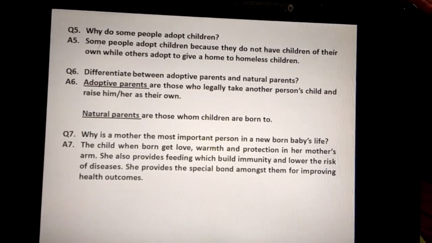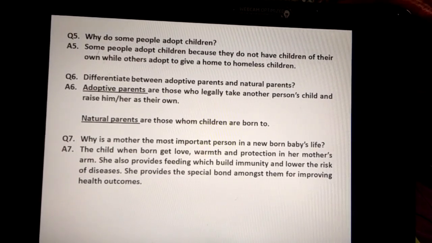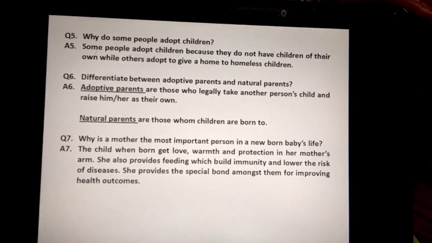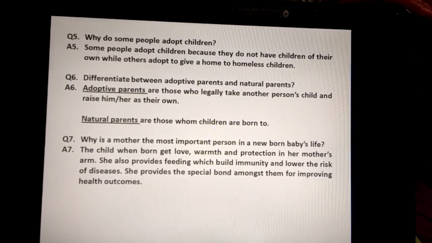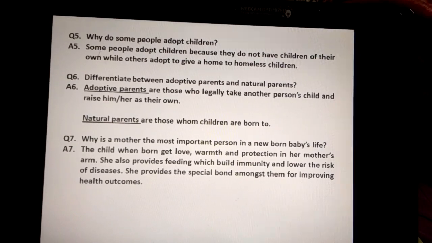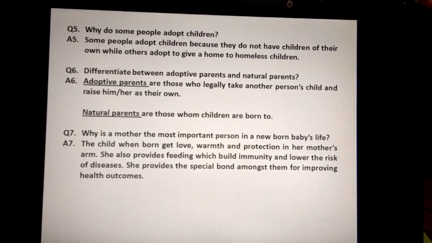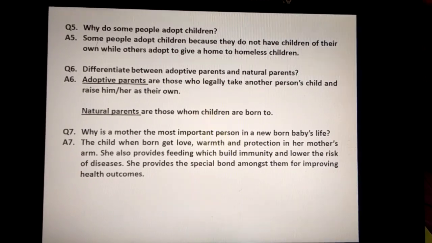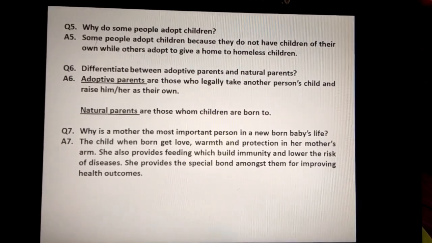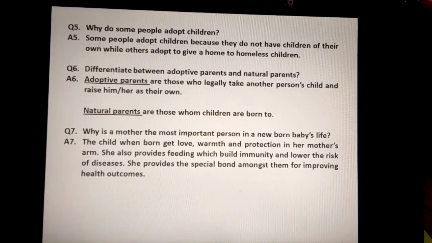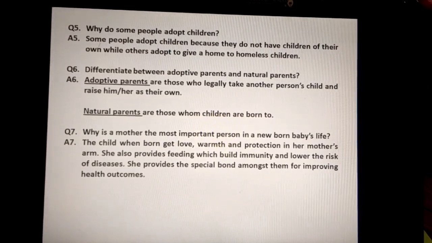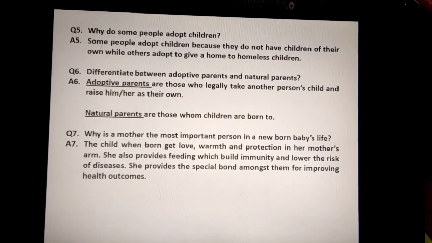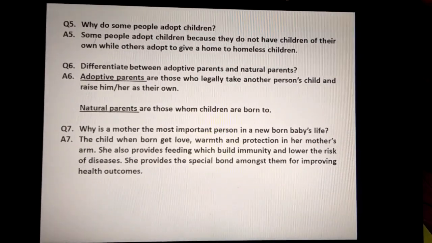Question 5. Why do some people adopt children? Some people adopt children because they do not have children of their own, while others adopt to give a home to homeless children. Question 6. Differentiate between adoptive parents and natural parents. Adoptive parents are those who legally take another person's child and raise him or her as their own. Natural parents are those whom children are born to.